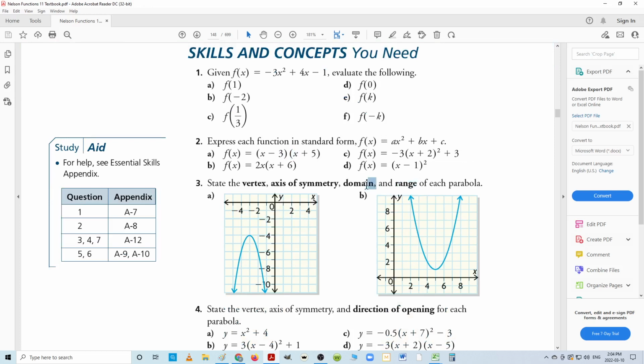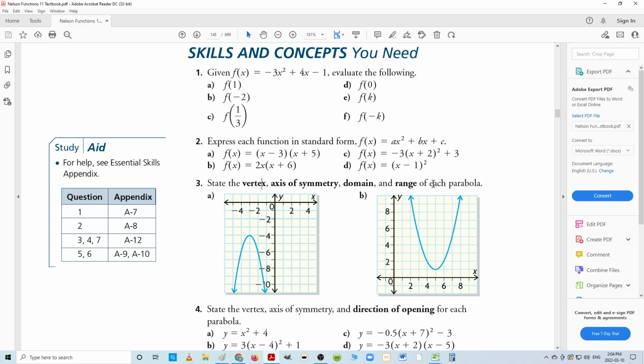I want you to be aware that all parabolas, all quadratic functions have a domain of x is an element of the reals. That never changes. And the axis of symmetry is also going to be the x value of the vertex. So I can see here, the x value of the vertex is minus 3, so the axis of symmetry is x is equal to minus 3. I can see here the x value of the vertex is 5, so the axis of symmetry is going to be x is equal to 5, a vertical line.